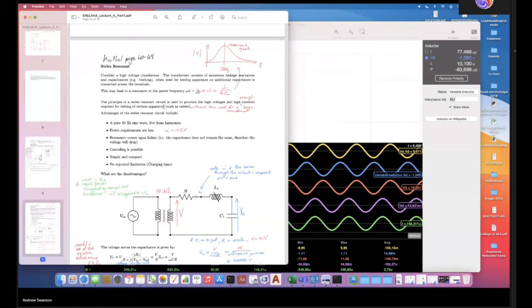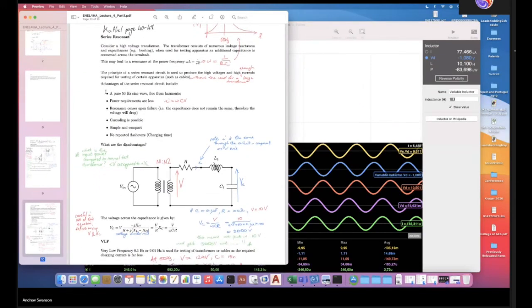So the idea of the series resonance circuit is because we test capacitive loads, that we can increase the voltage across that load by using a variable inductor. So normally we need very large transformers with enough power and voltage to provide. But the key to the series resonance is that we don't need as much power.